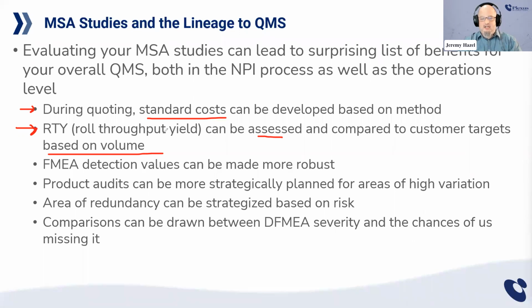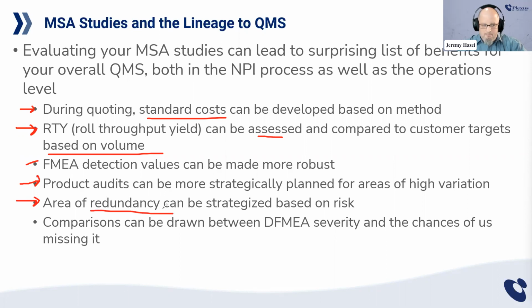It's going to tank. So your MSA is going to tell you what stations are taking good parts and scrapping them out. Your detection values can be made more robust. Product audits can be more strategically planned for areas of high variation. And based on risk, areas of redundancy.